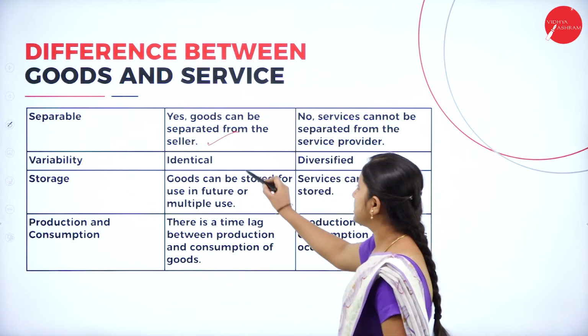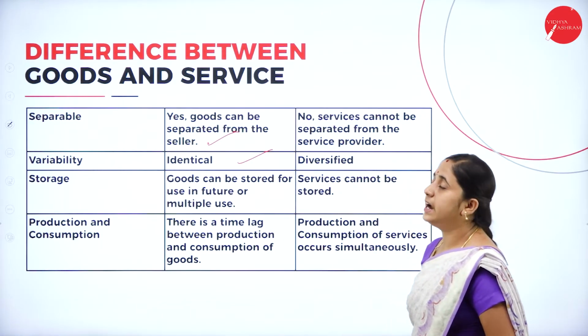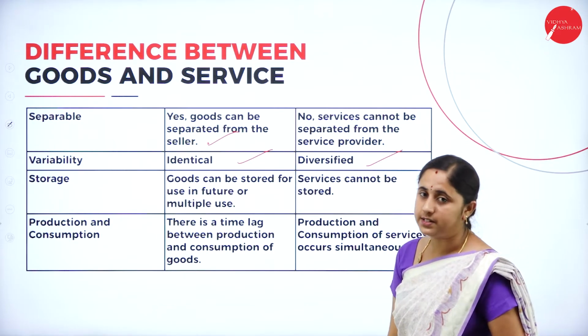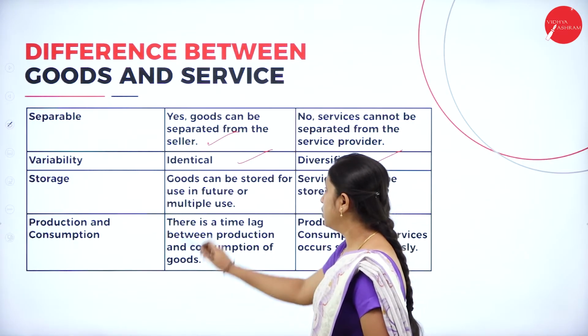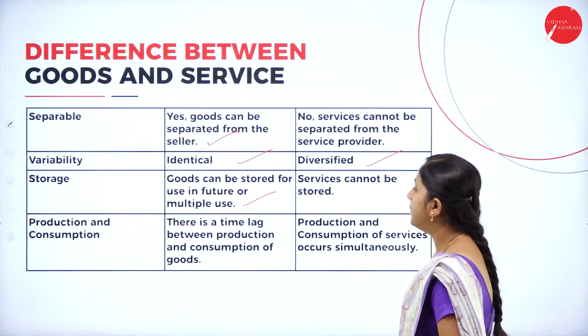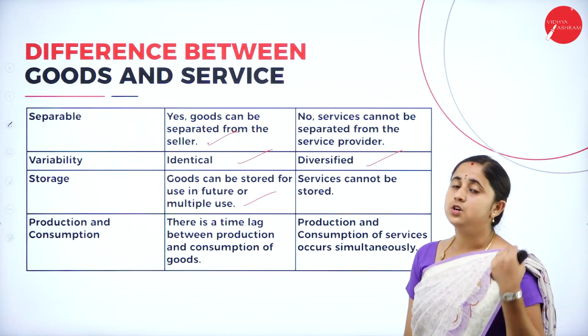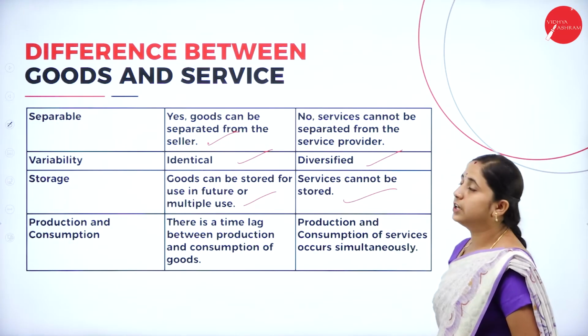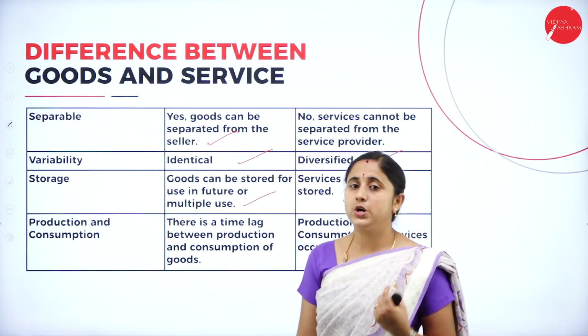Variability. It is identical in case of goods, but in case of services it is diversified. Then storage. Goods can be stored for future or multiple use. You can store the goods for future use, but services cannot be stored. So you cannot store the services.